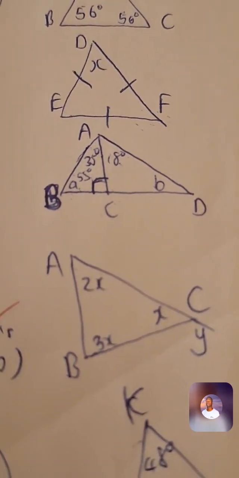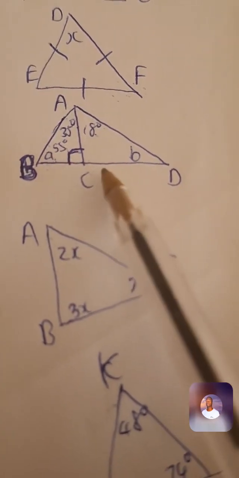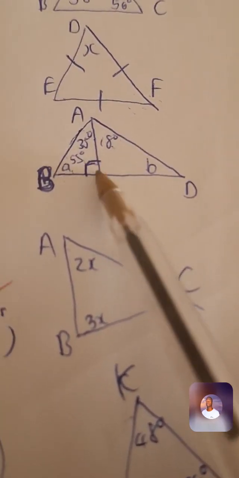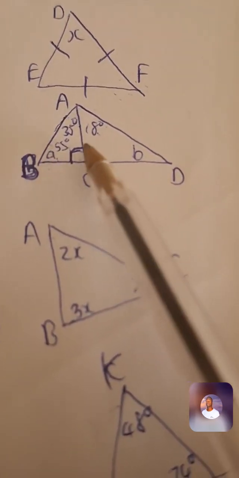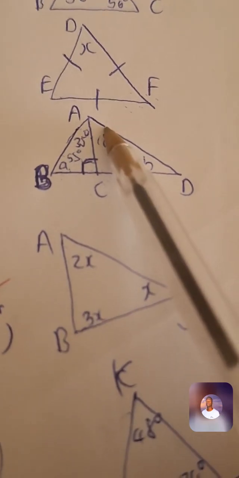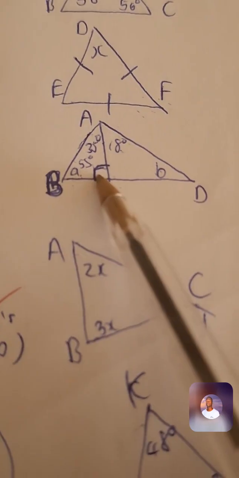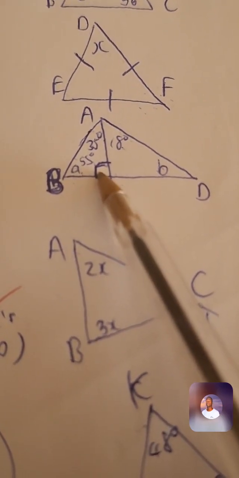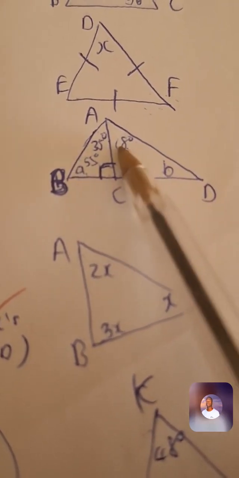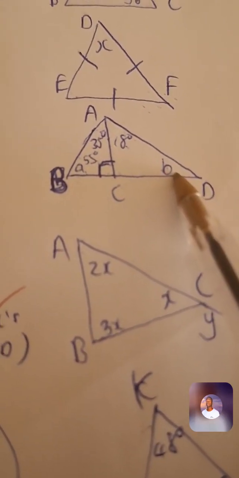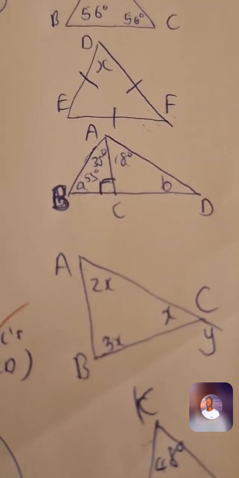They have given us angle ACD is equal to 90 because of straight line angle. Then I will say 90 plus 18 plus B is equal to 180. The reason is sum of angles in a triangle. Then I will say 18 plus 90 minus 180 gives us B. So that would have also given you 72 degrees.